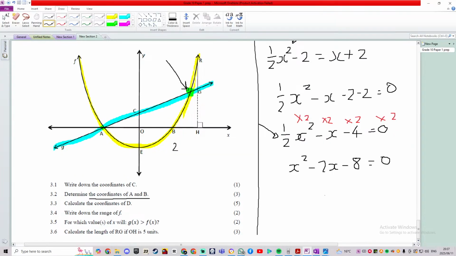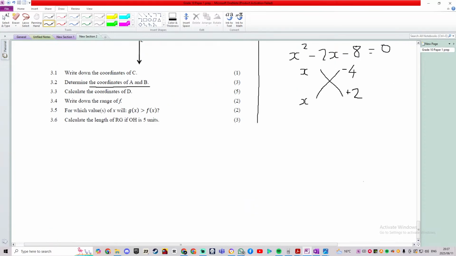Again, I have to solve this trinomial. So I have x here, x here. I can either choose the factors of 8 to be 8 and 1 or 4 and 2. I'm going to choose 4 and 2 because that relationship will give me the middle term. I'm going to choose the 4 to be negative, the 2 to be positive. Okay, I'm just going to move faster with this one.